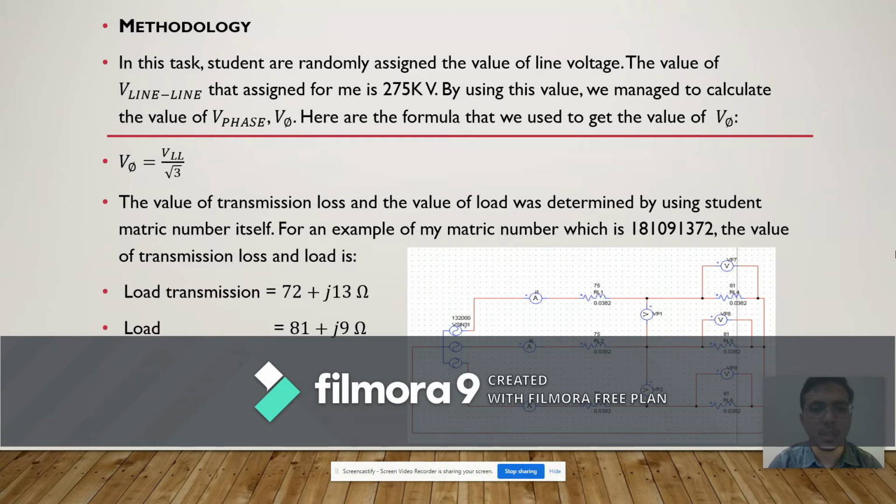The values of transmission loss and load are determined using the student's own metric number. For example, my metric number is 181091372. The transmission line impedance is 72 plus j13, and the load is 81 plus j9.